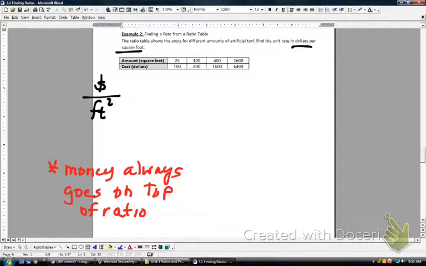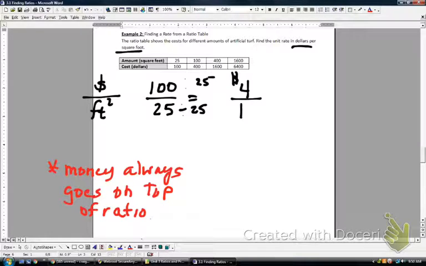All right, so now let's look at that. $100 for 25 square feet. That simplifies. I can divide the bottom by 25 and the top by 25. That simplifies to $4 per 1 square foot.